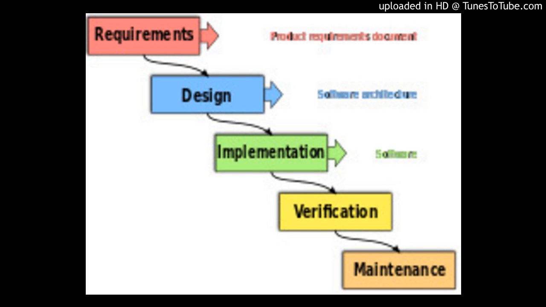The first formal description of the method is often cited as an article published by Winston W. Royce in 1970, although Royce did not use the term waterfall in this article. Royce presented this model as an example of a flawed, non-working model. The basic principles are: the project is divided into sequential phases, with some overlap and splashback acceptable between phases.